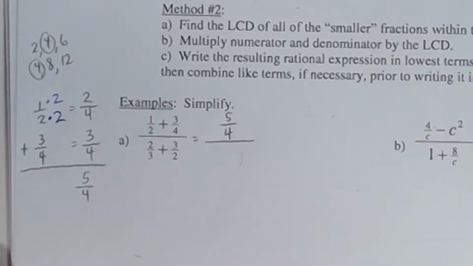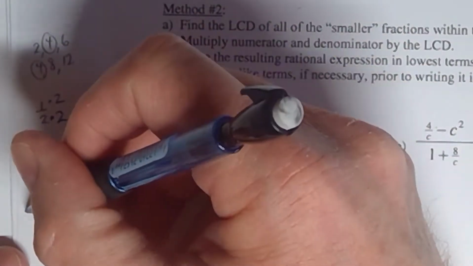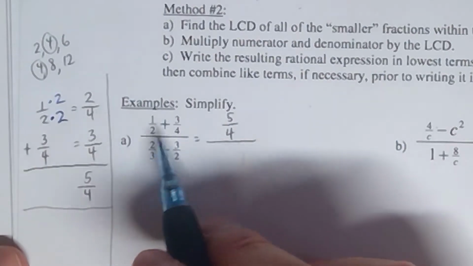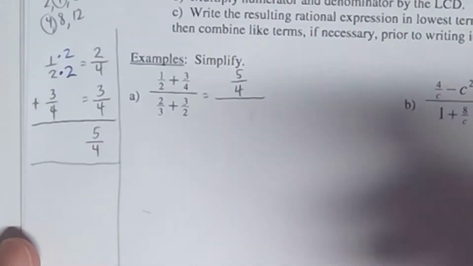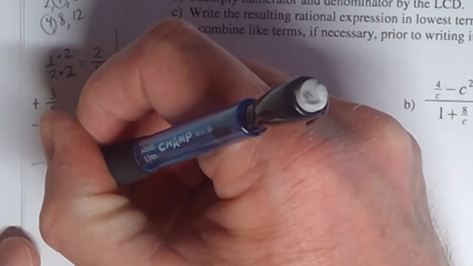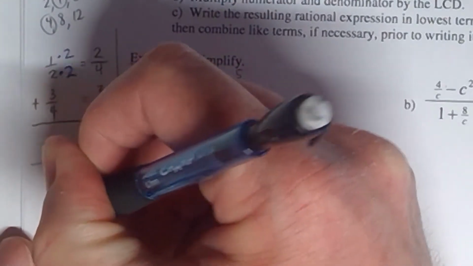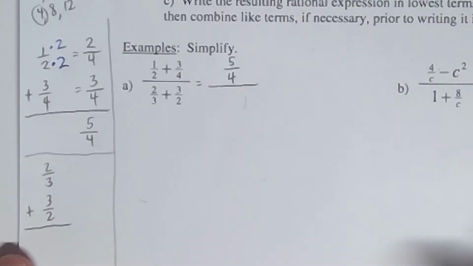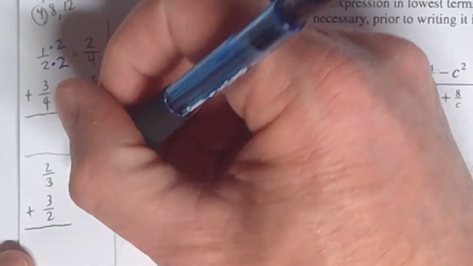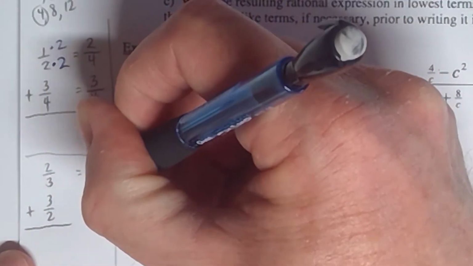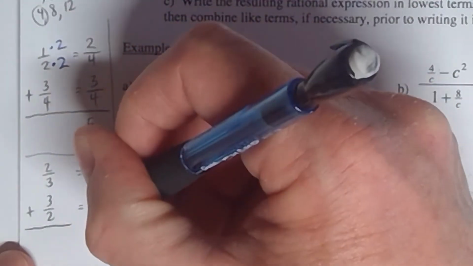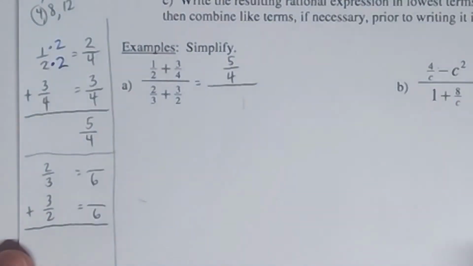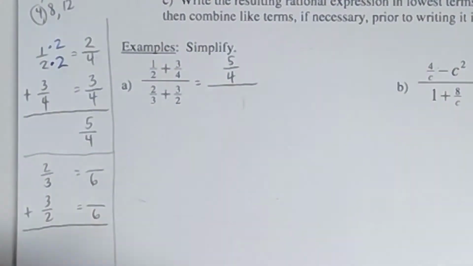Okay. Now we need to do the same thing with the bottom of the big fraction here, the 2/3 and the 3/2. We need to make that into a single fraction. Same thing. What is the LCD of 2 and 3? Using the methods we've learned before, with multiples and everything, we end up getting 6 as the LCD.